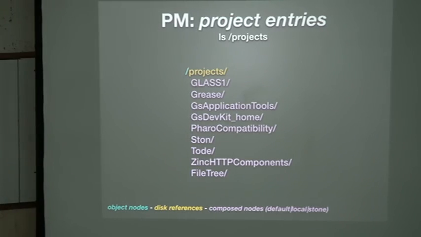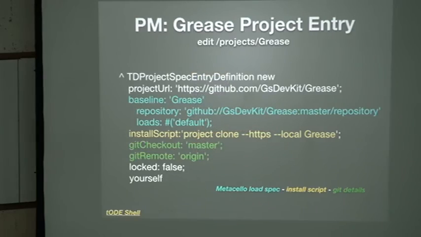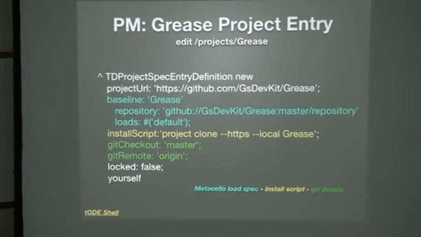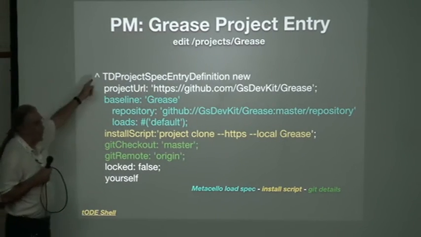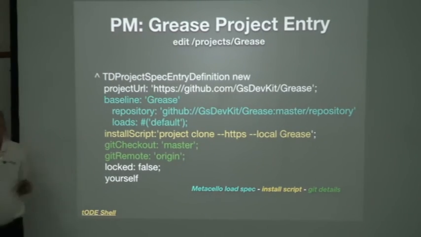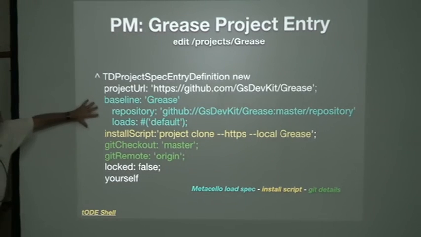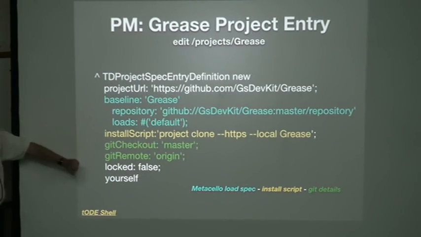Some of these don't have to be loaded, all right? Because this is looking at project entries that are written to disk. So you're basically making a specification of what, if I was to load Zinc, what would I do? And I'll use Grease as an example. So here, I'm editing /projects Grease. And this is what you see. You're creating an instance of a Smalltalk object. The stuff in blue here is, if you're familiar with Metacello, your Metacello load specification. All right? In yellow, this is what's called an install script.